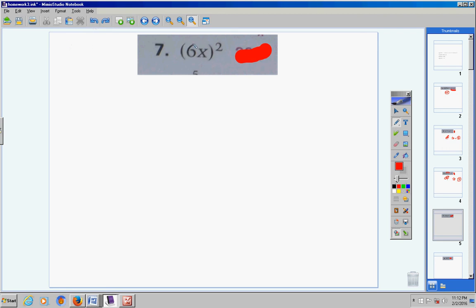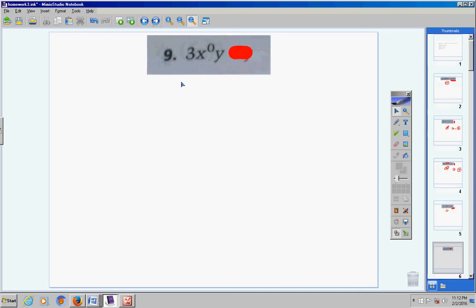So the exponent of the 6 is 1, even though you can't see it. The exponent of x is 1. Take your 2 and multiply it through. 2 times 1 is 2. 2 times 1 is 2. And then obviously 6 squared is 36. So your answer is 36x squared. Moving on to number 9.